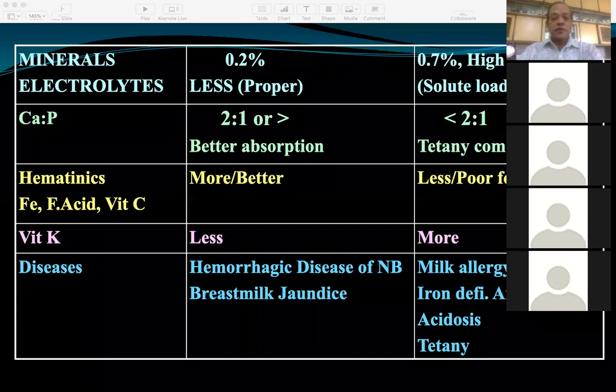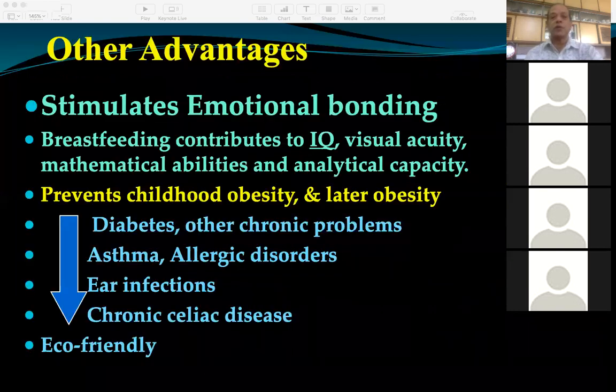And the disease related to vitamin K, that is hemorrhagic disease of the newborn, as we discussed, can be prevented. And breast milk jaundice also, though it's more common with breastfeeding, but please remember it does not need any special treatment. As against this, animal milk will predispose to milk allergy. Cow's milk allergy, we know, is a well defined entity now. Iron deficiency anemia, acidosis, and tetany are more common with animal milk.